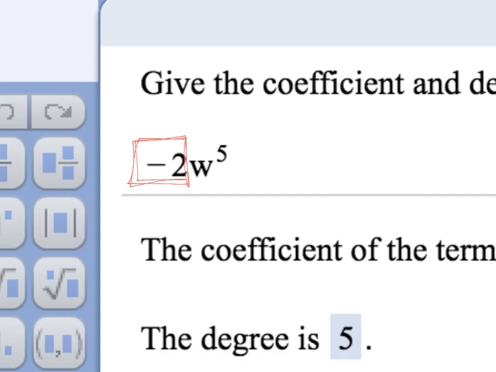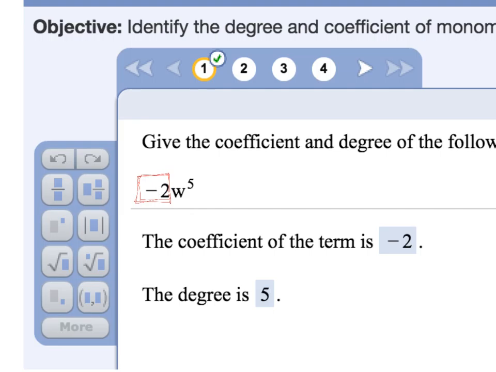Now, when they talk about the degree, it's when you add up all of the exponents in the variables. And in this case, the only exponent is a 5. So therefore, the degree is 5. All right, so that's basic vocabulary.